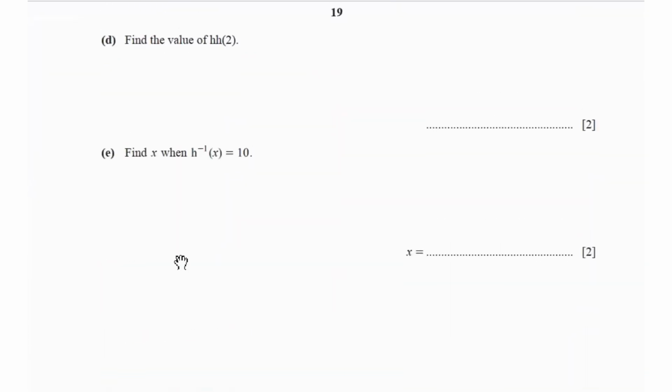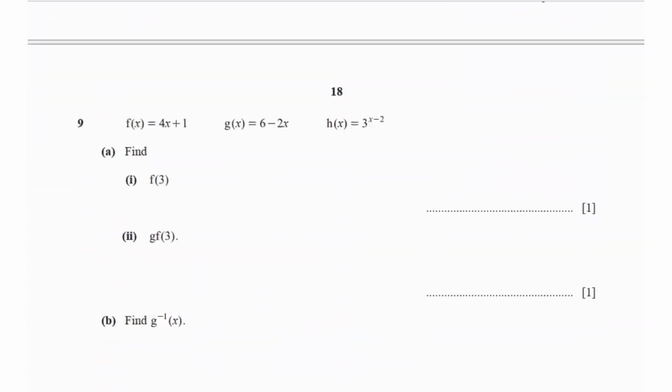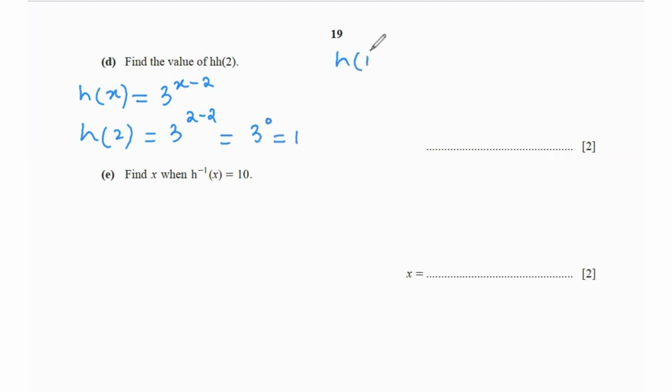Then it's asking, find the value of h of h of 2. Now, h of x is 3 to the power of x minus 2. So h of 2 first is going to be 3 to the power of 2 minus 2, 3 to the power of 0, which is 1. So now that's going to be h of 1. So that's 3 to the power of 1 minus 2. That's 3 to the power of negative 1, and that's 1 over 3. So 1 over 3 is your answer.